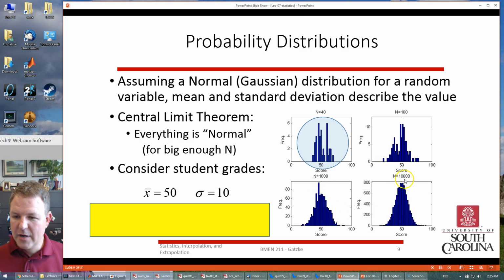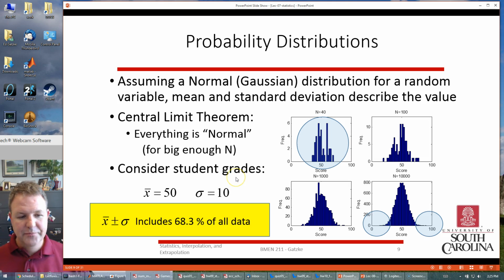But when you get up to 10,000, that's a lot of student grades. It looks very much like a bell-shaped curve at this point. So it's nice and smooth, and on either end you have no one making 100, no one making 0 because of this standard deviation of 10.